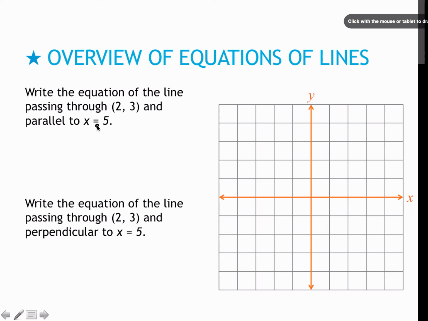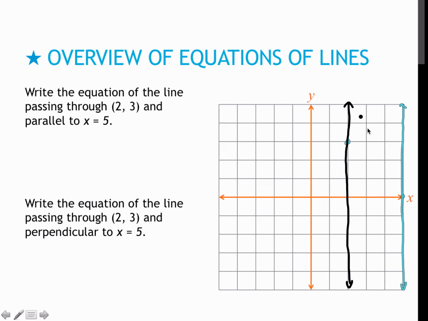For the first one, I'm writing the equation of a line passing through a point parallel to x equals 5. So first, let's look at what the equation x equals 5 would look like. X equals 5 would be if I go to 5 on the x-axis and draw that vertical line. So this is not the line I'm writing the equation for. I'm writing an equation that passes through the point (2, 3), so there's my point. And I want the equation of the line parallel to this. So I really want this equation. I want the equation of this line.